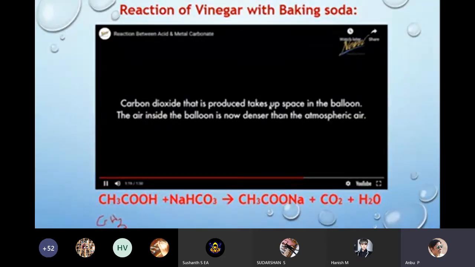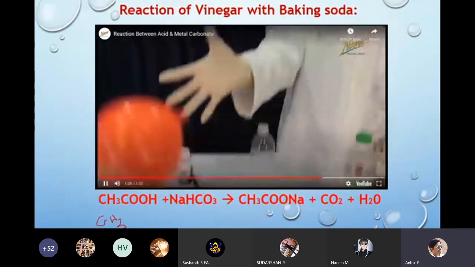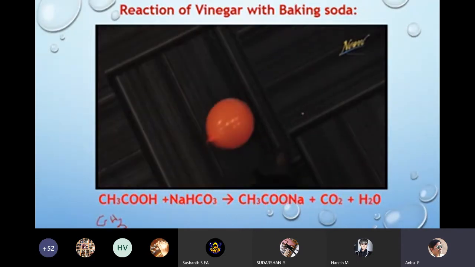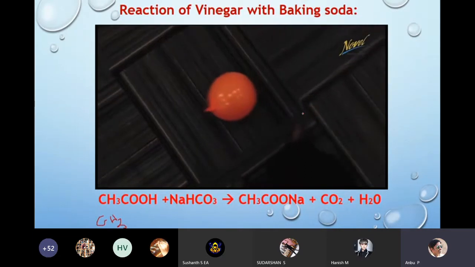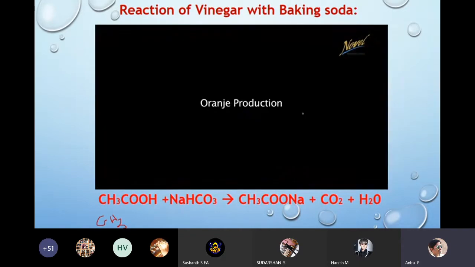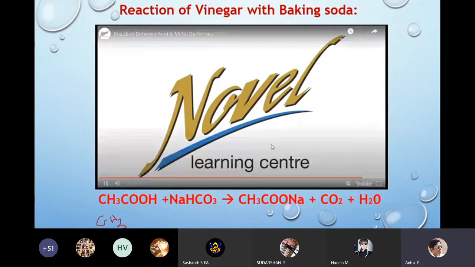So the carbon dioxide that is produced takes up the space inside the balloon. The air inside the balloon is now denser than the other air. So what will happen to this balloon? You can try this out. Very simple. Usually the balloon will not immediately come down to the earth, but carbon dioxide gas is a little bit heavier when compared to the other gases. So it is denser. So this reaction you can carry out in a simple way.